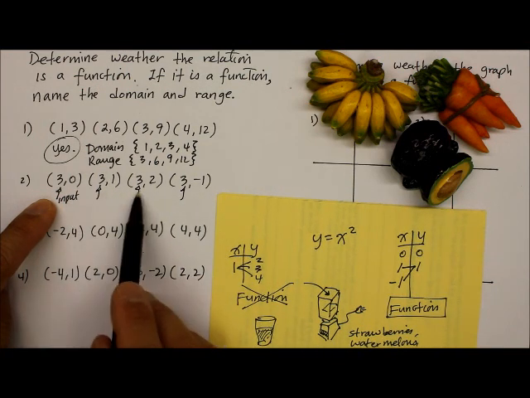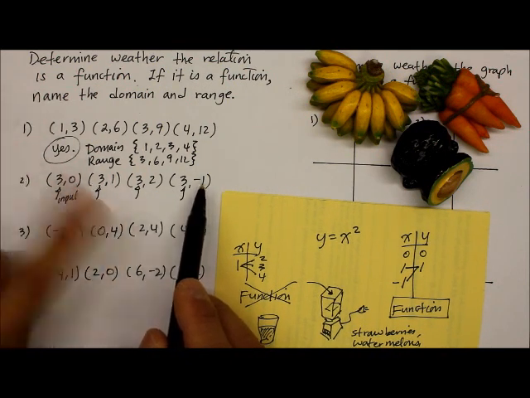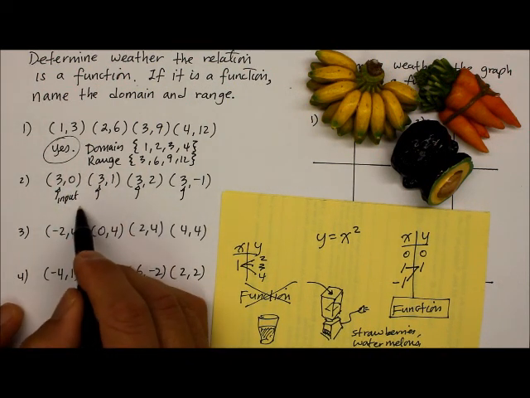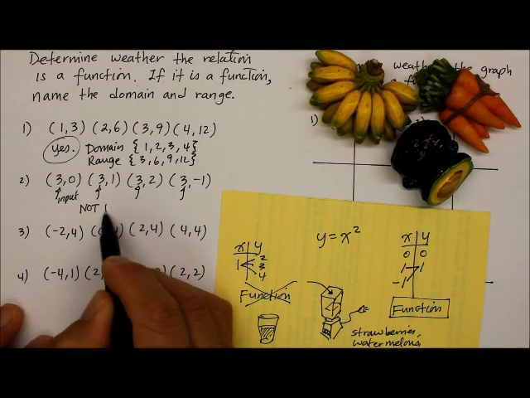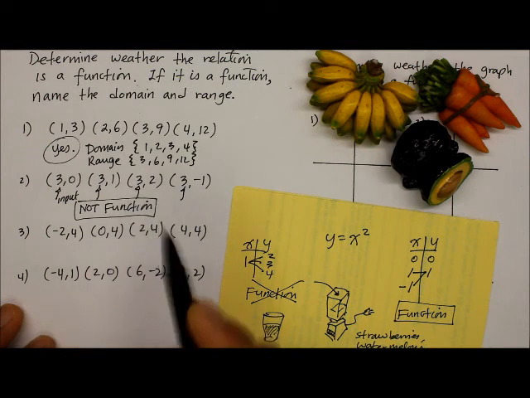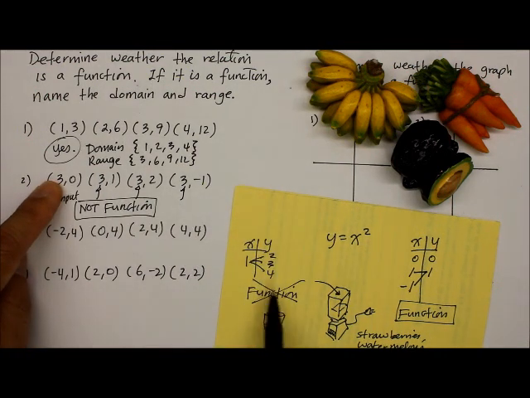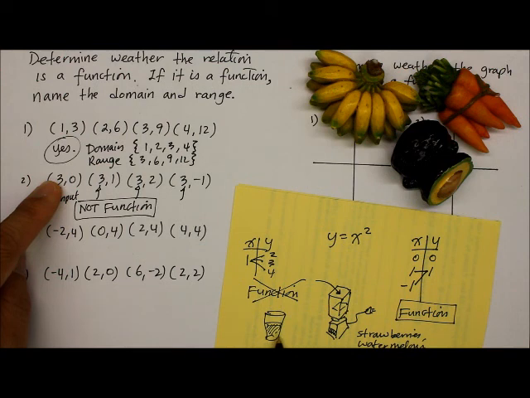Can you put one thing in that are the same and get 4 different outputs? No, no, no. So this is not a function. Why? Because for one input, I'm getting 4 different outputs. That's a no can do. I wouldn't drink that if I were you.